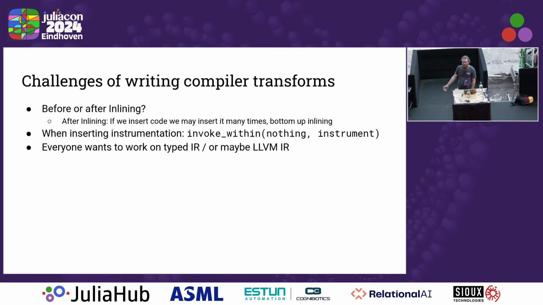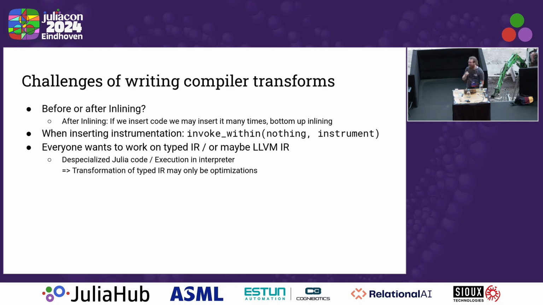Everybody wants to work on typed IR, or maybe even LLVM IR. And some wise person once said, don't do that. That's not correct. And I have to agree with that wise person, who may or may not be in the audience. The problem is, what is semantic Julia code? Semantic Julia code is the code that you have written and you're running, and it may run unspecialized. Your inference may never see your code. Your optimization pass may never run.